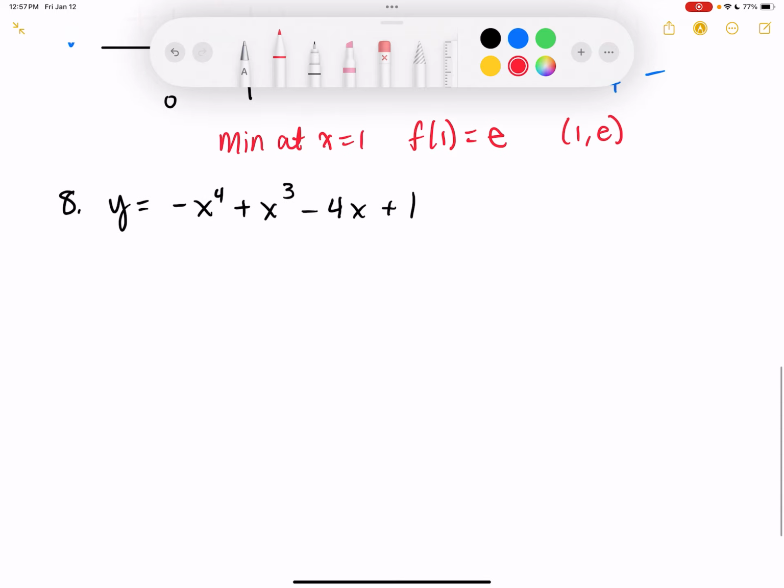Okay. Anyway. First derivative. Negative 4x cubed plus 3x squared minus 4. Getting a little speedy there. All right, second derivative. Okay. Don't get crazy. Negative 12x squared plus 6x. Got it! Wow, what an accomplishment. I know, I'm proud of myself.